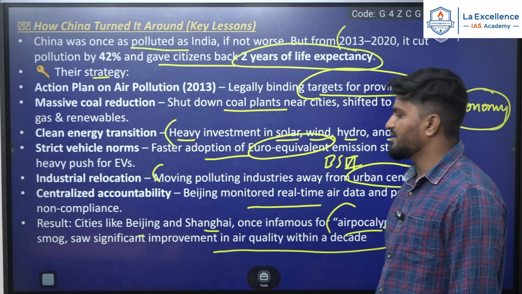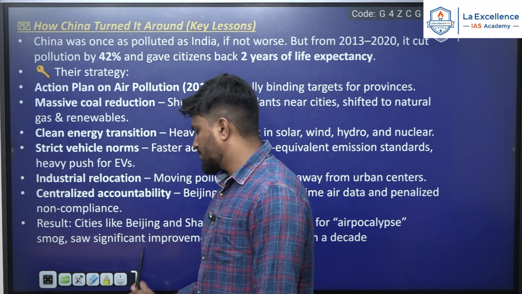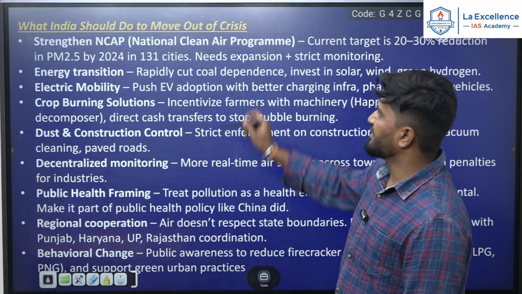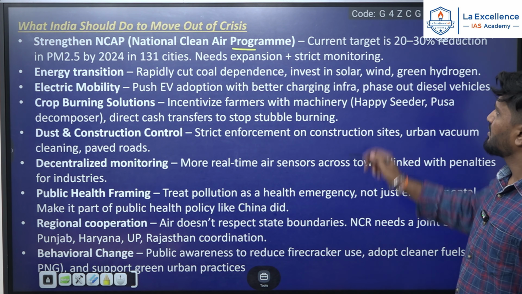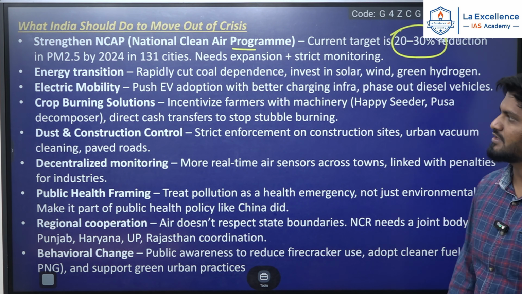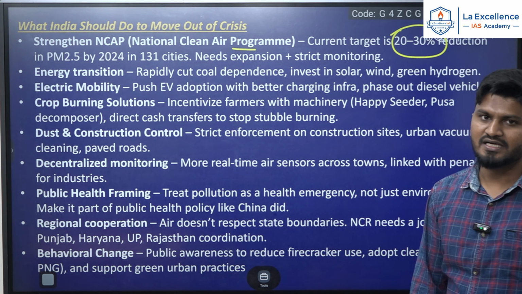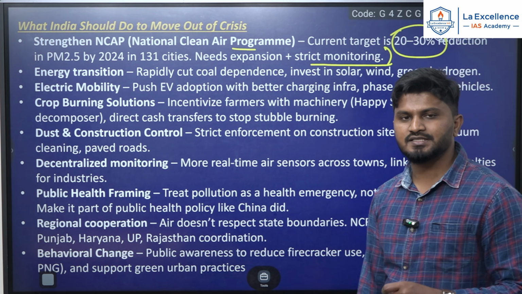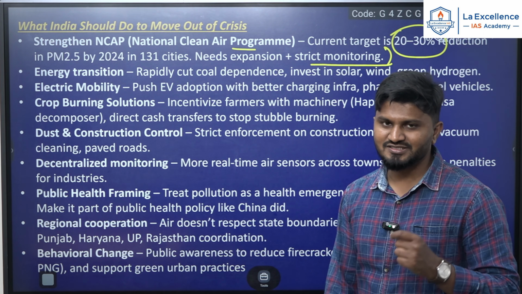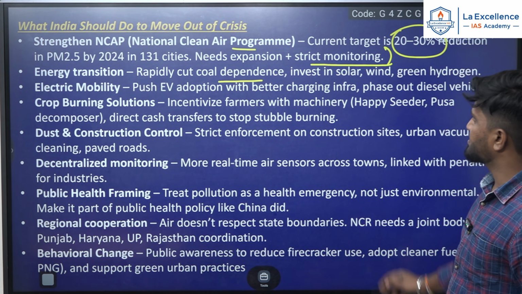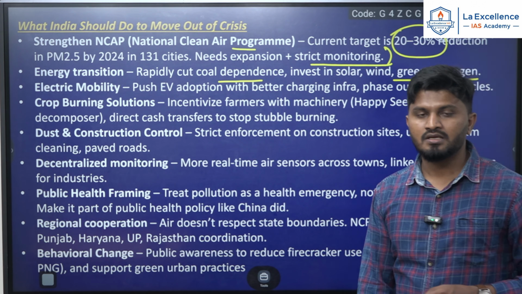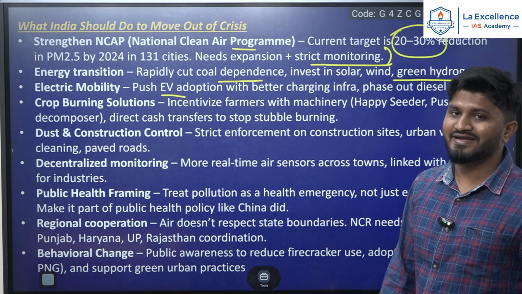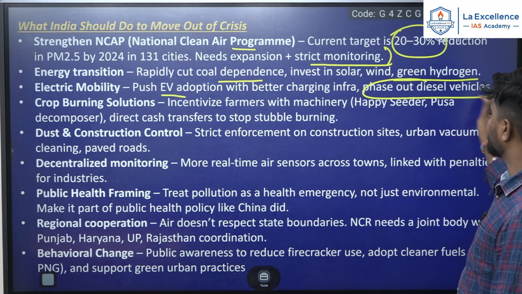So what can India learn from China and what should be the way forward for India to improve in these kinds of indices? First is to strengthen NCAP, that is the National Clean Air Program. The current target is a 20 to 30% reduction in PM 2.5 by 2024 in 131 cities. It needs expansion plus strict monitoring. Then energy transition, shifting away from coal to green energy. Rapidly cut coal dependence, invest in solar, wind and green hydrogen, and also focus on electric mobility, that is push EV adoption with better charging infrastructure and phase out diesel vehicles.